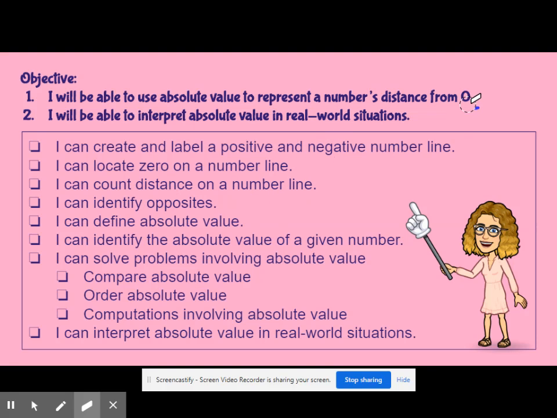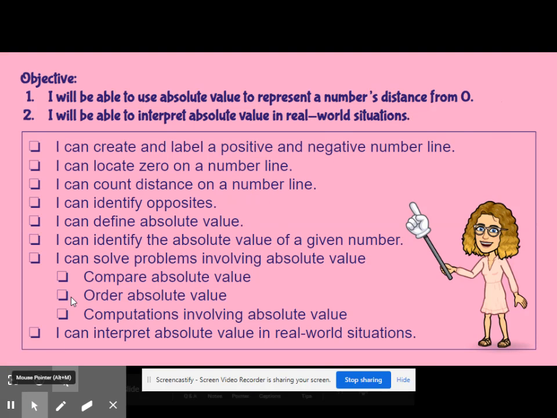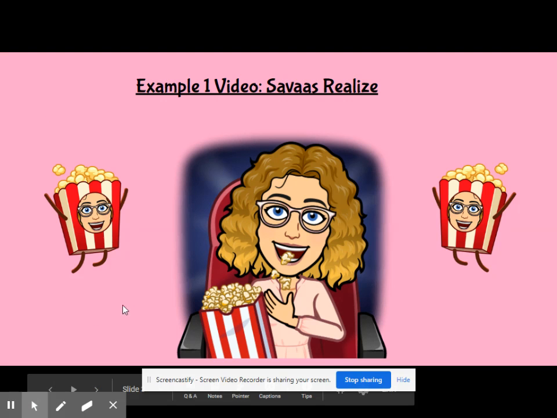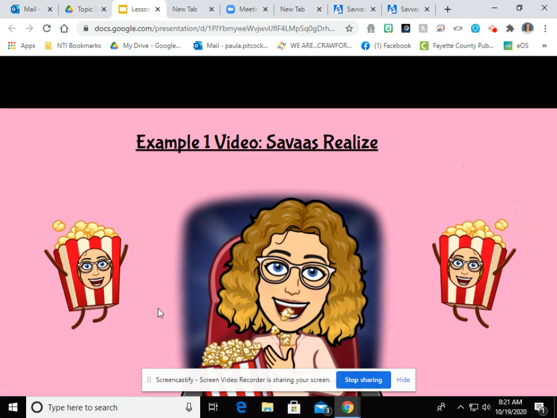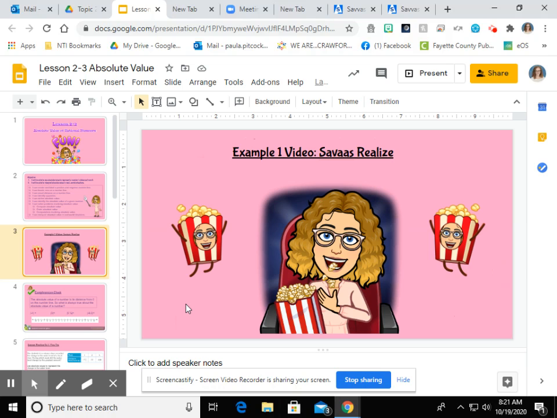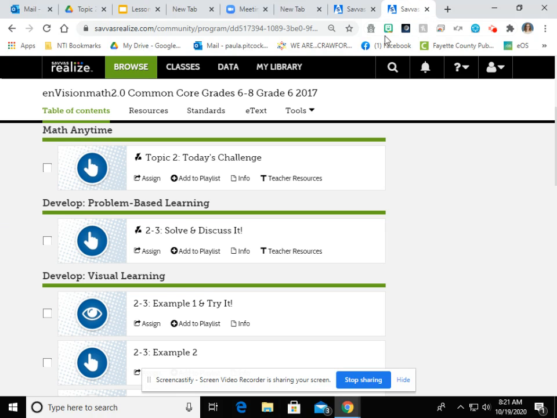I believe it starts with a video. It does. So the video is located in Savvas Realize. If you have trouble hearing the video through the Screencastify, it's located in your Savvas Realize as well. You can watch the same video that I show the kids. Okay, here it is.